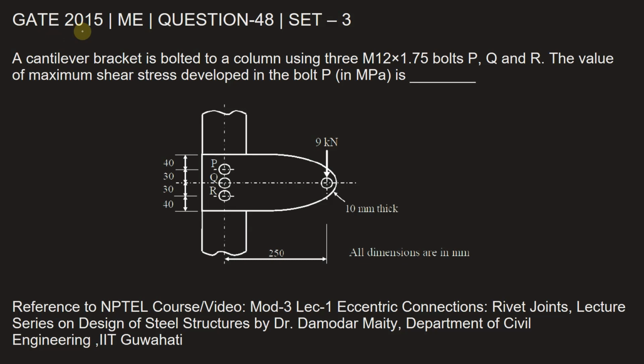This question is from GATE 2015, Mechanical Engineering paper, set 3, question number 48. A cantilever bracket is bolted to a column using 3 M12 by 1.75 bolts P, Q and R. The value of maximum shear stress developed in the bolt P in megapascal is dash. Let's have a look at the figure and see how it will be solved.